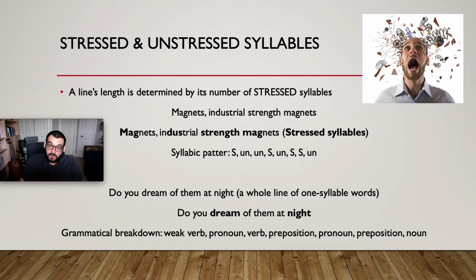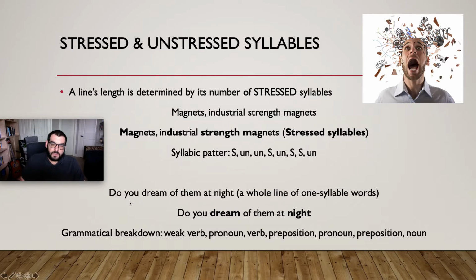What syllables in that line are stressed and what are unstressed? I've broken it down for you. Magnets. Industrial strength magnets. So we have a syllabic pattern, our beat pattern: strong, weak, weak, strong, weak, strong, strong, weak. So stressed, unstressed, unstressed, stressed, unstressed, stressed, stressed, unstressed. Bum, bum, bum, bum, bum, bum, bum, bum. Magnets. Industrial strength magnets. Everything that is not stressed, if you pay attention and listen, you can hear that the pitch of the syllables goes down. So listen very carefully once more. Magnets. Industrial strength magnets.